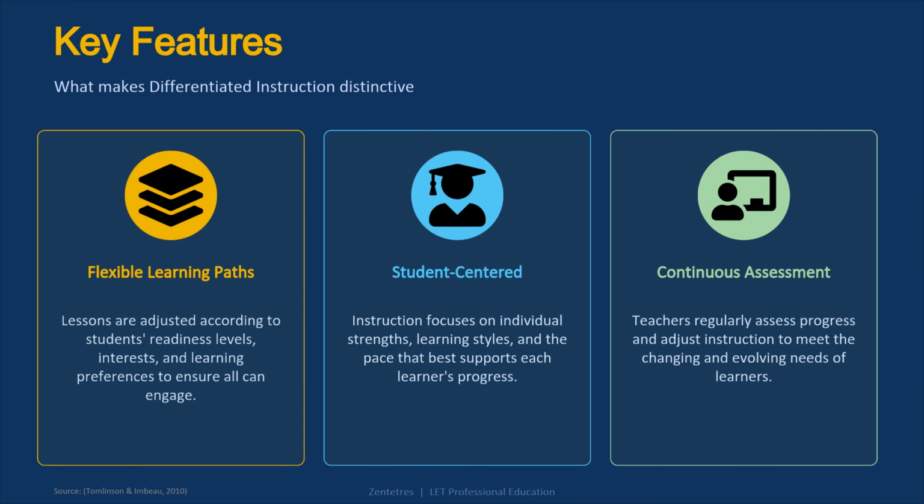Now let's go through the 3 key features of differentiated instruction. Feature 1, flexible learning paths. In a differentiated classroom, there is no single rigid path that every student must follow in exactly the same way. Instead, the teacher creates multiple entry points and pathways. A student who is very advanced can be given more complex challenges. A student who is struggling can be given more scaffolding and support. A student with strong visual skills can be given graphic-based materials. The path is flexible, but the destination is the same.